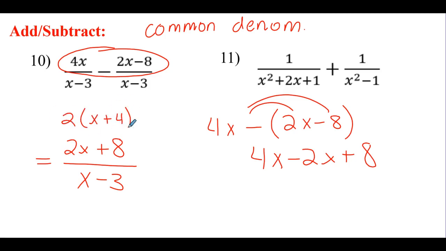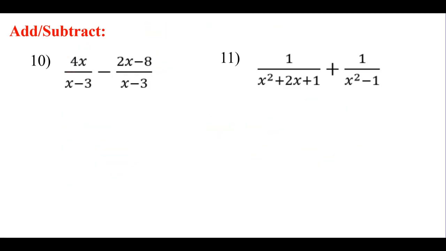And then if there happened to be an x plus 4 on the bottom, at that point we could cancel those out. So it's always something to be aware of. Always double check, think through if anything else is going to cancel. Okay? Now on number 11, let's go ahead and factor these real quick. So this would be x plus 1 times x plus 1. And this one here would be x plus 1 and x minus 1.